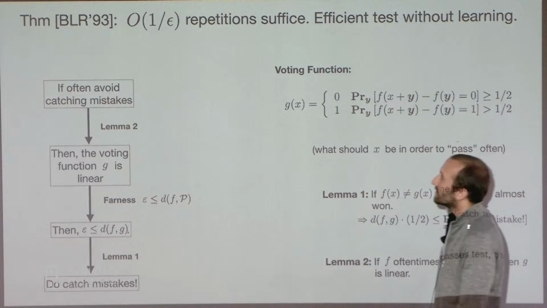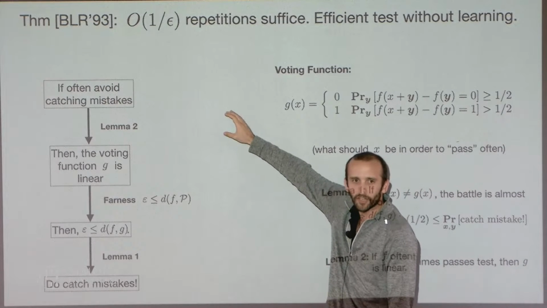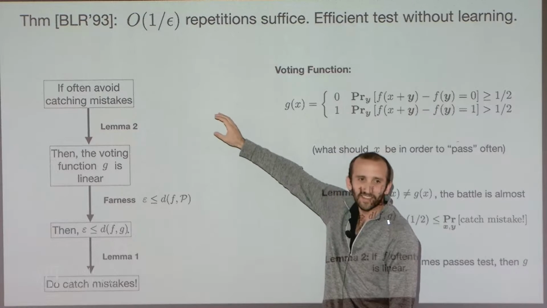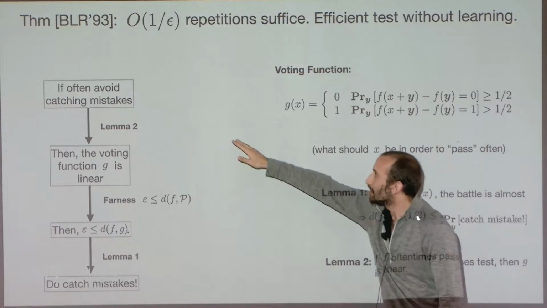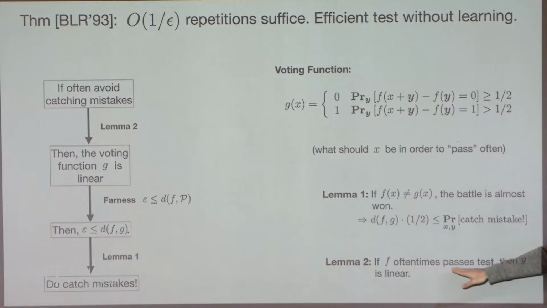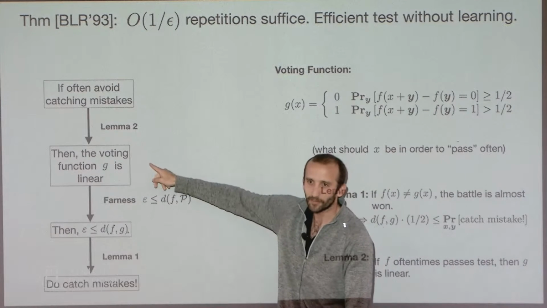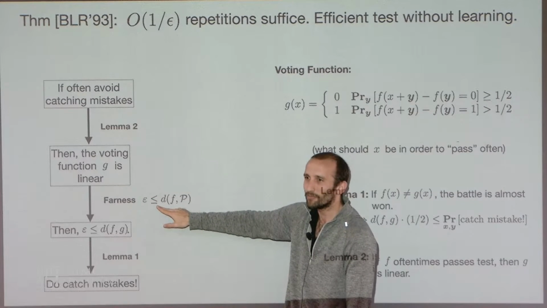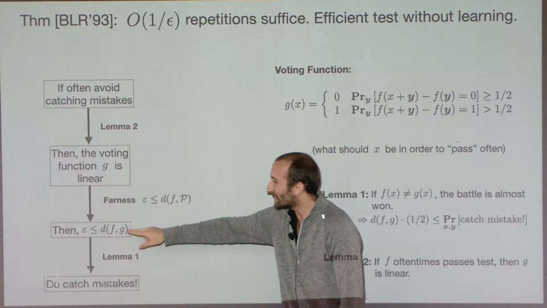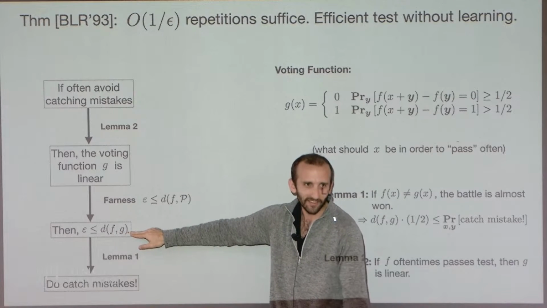You start and you say, okay, imagine you're holding onto a function which avoids catching mistakes often. Then by lemma 2, we know that if my algorithm oftentimes passes, the function g that I define has to be linear. So the function g is linear. So the assumption is that if you're epsilon far from being linear, then the distance between f and g has to be at least epsilon.